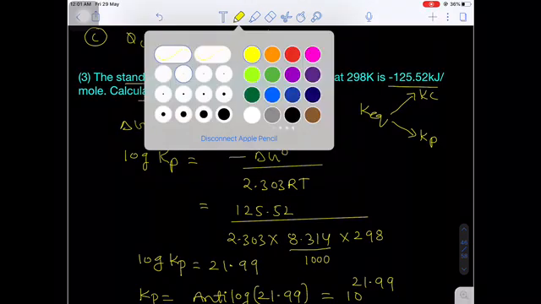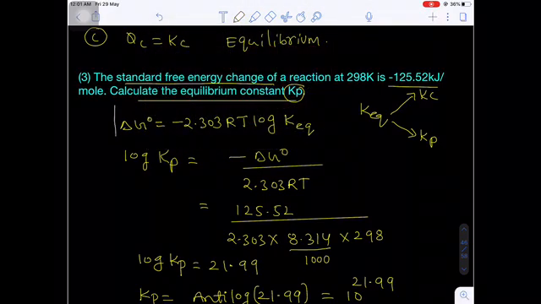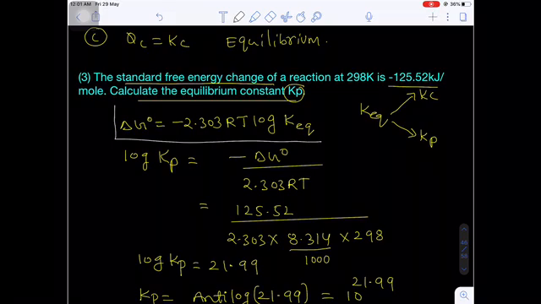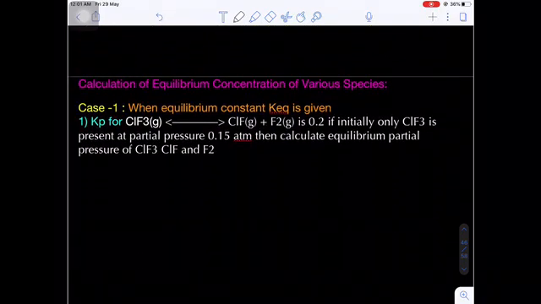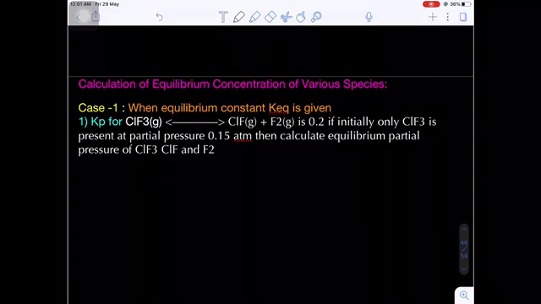So this is a very important relation. What is the relation here? Delta G naught equal to minus 2.303 RT into logarithm of K equilibrium. Now come to the next calculation, application number 3, calculation of the equilibrium constant.